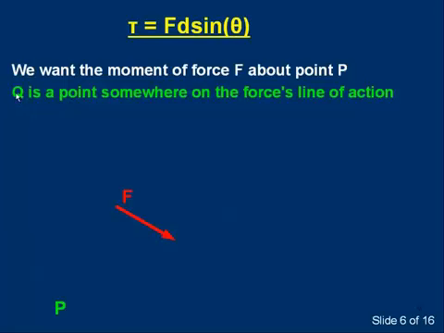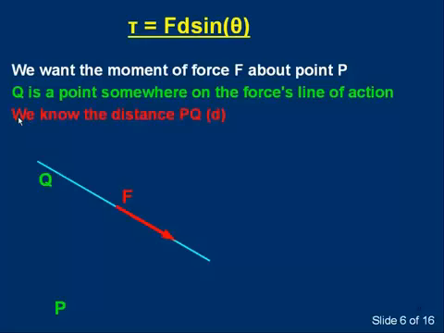Well, let's suppose Q is a point somewhere on the force's line of action. So we draw the line of action. I need a point Q. It could be anywhere. It could be down the bottom here, it could be the tip of the arrow, in the middle of the arrow, at the tail, up here. Point Q could be anywhere. Let's mark a point Q up here.